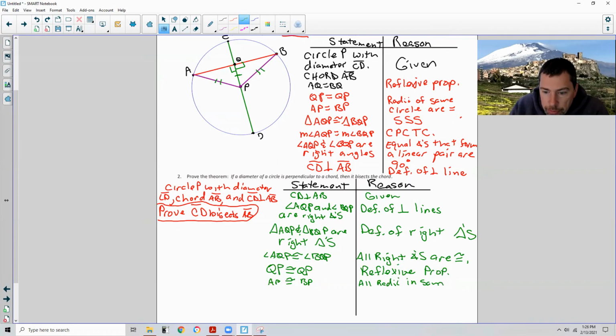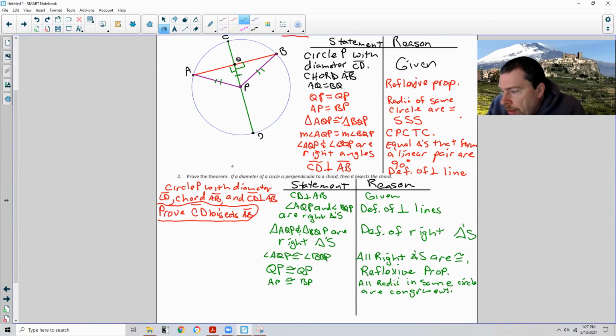And it's got to be the same circle, so I'll say that. All radii in the same circle are congruent. Okay. So now I have a side, I have a side, I have this angle. And remember, it's a right triangle. So this is the hypotenuse, and this is the leg. Keep in mind, you can't have ASS. Remember, in math, there is no formula for that, but in a right triangle, that's hypotenuse leg.